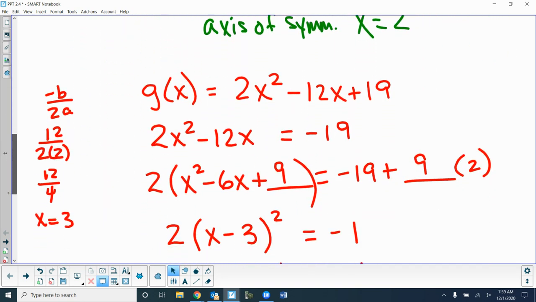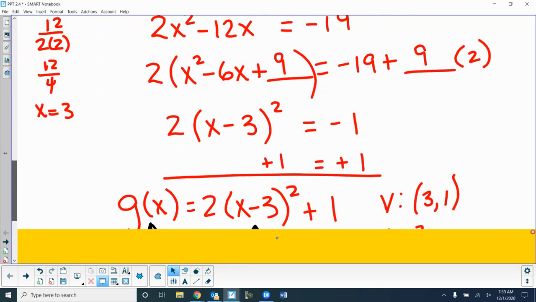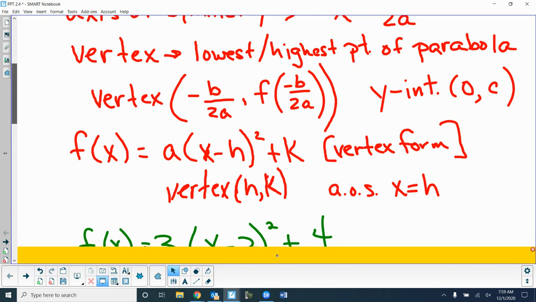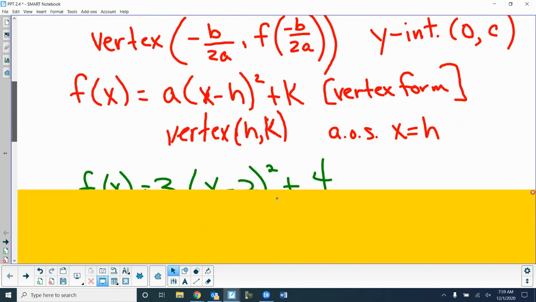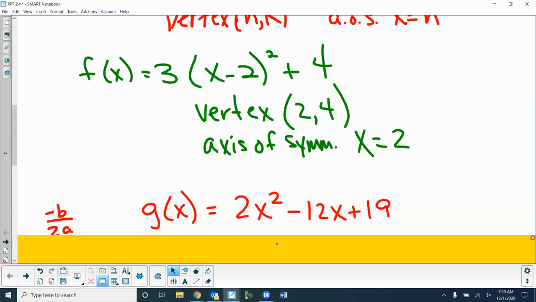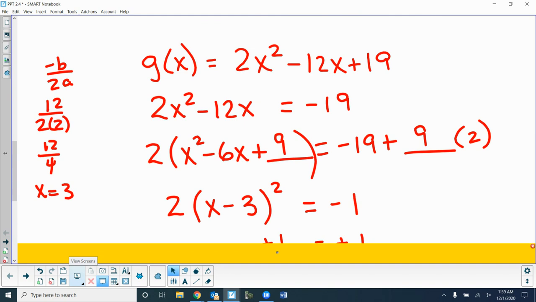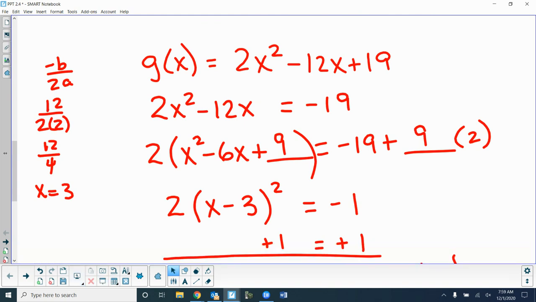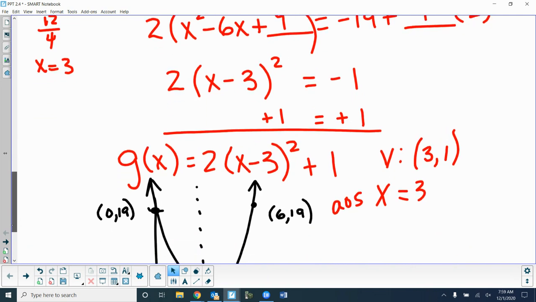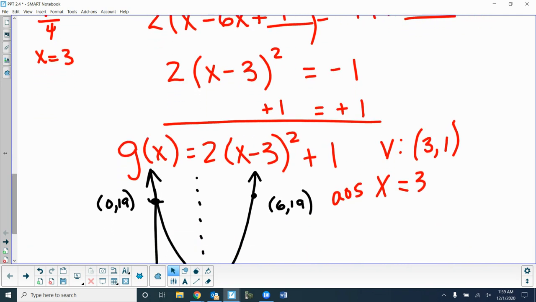Okay? And if we look, h, k, 3, 1 is our vertex. Axis of symmetry is x equals whatever you got for the h, x equals h. It keeps jumping on me, sorry. Let's get rid of it. So that makes my axis of symmetry 3 there.